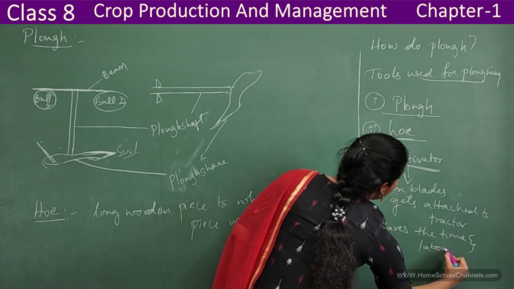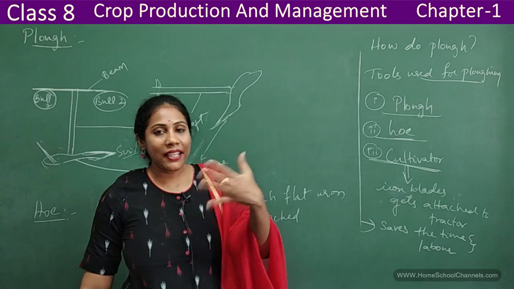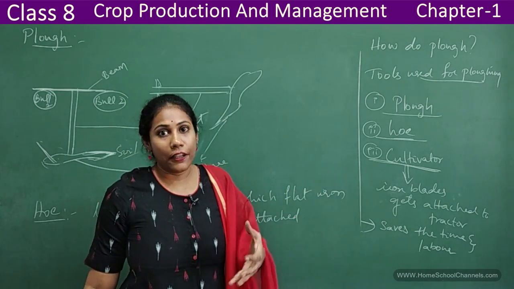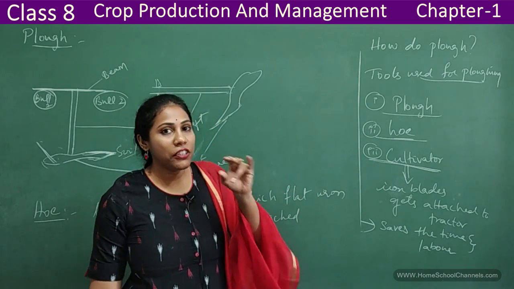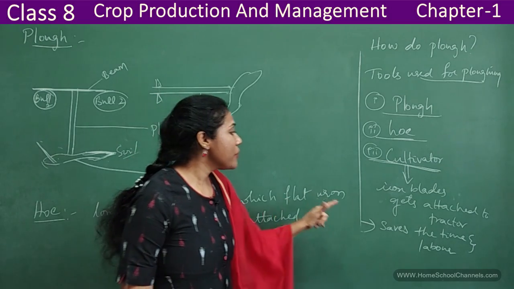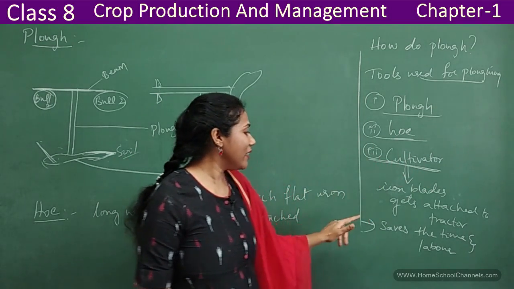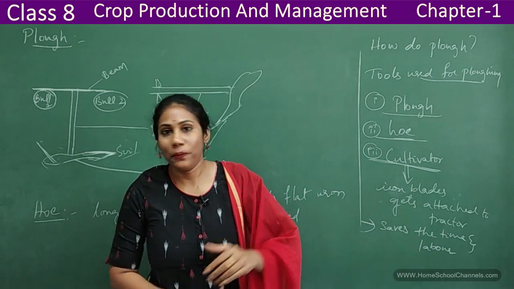And it's not that many people are required for ploughing. Just one man is enough. That is, the person who can drive a tractor is enough, right? Because as the tractor moves, the blades which are attached to a tractor would move, and those blades will try to dig the soil. So among the three, the most effective method is using cultivator, which can save the time, and it can save the labor also, isn't it?